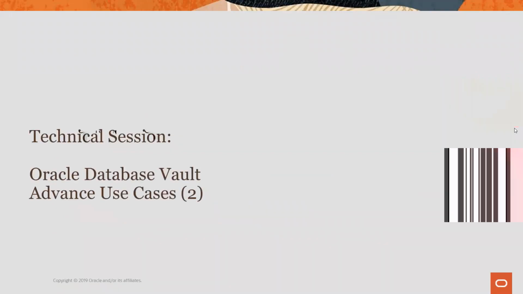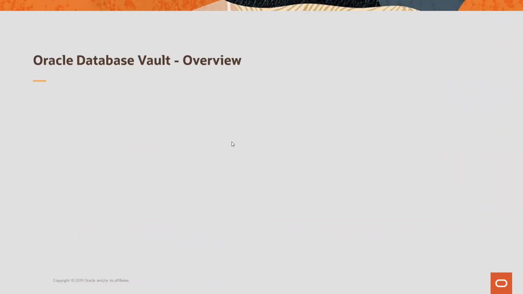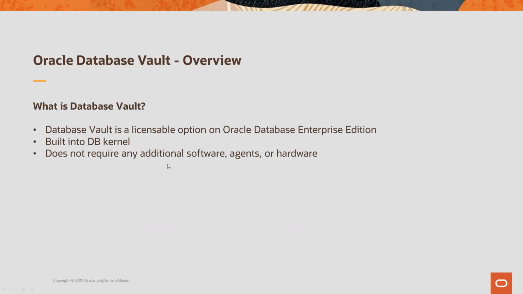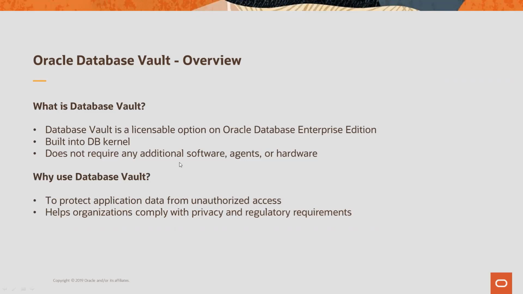With that housekeeping done, let's jump into today's technical content. To give you a level set on Database Vault: Oracle Database Vault is a licensable option of Oracle Enterprise Edition. It's built into the kernel of the database, so it doesn't require any additional software, agents, or hardware to manage. You would use Database Vault to protect application data from unauthorized access and to help organizations like yours comply with privacy and regulatory requirements. At a high level, that's what Database Vault does.